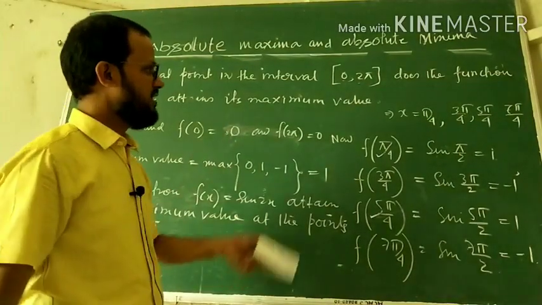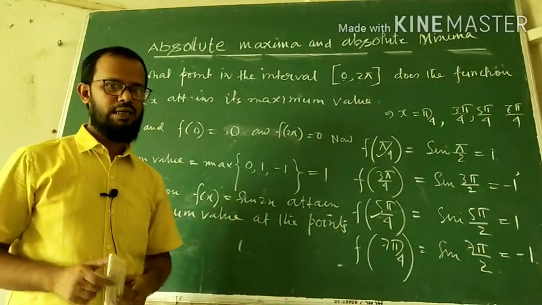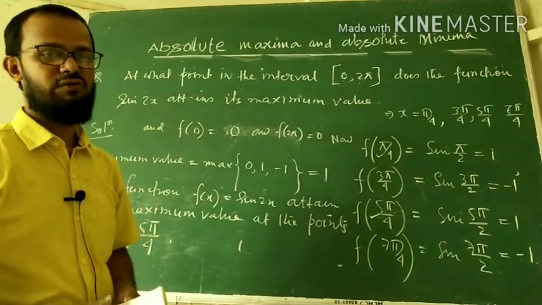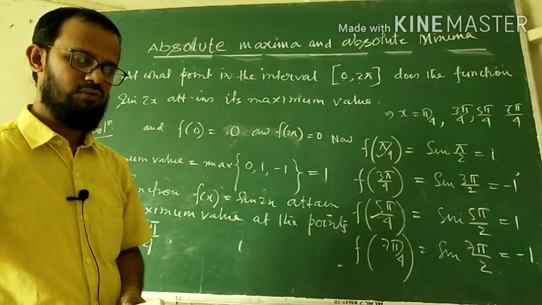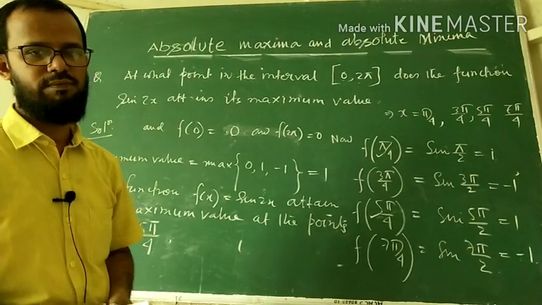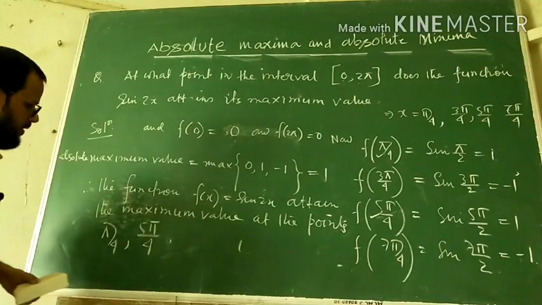So I hope you understand. This is a little different type of problem, but here the question is you have to find the absolute maximum value, and the demand is to find the point of absolute maximum value. So the points of absolute maximum value are pi by 4 and 5 pi by 4. Okay.